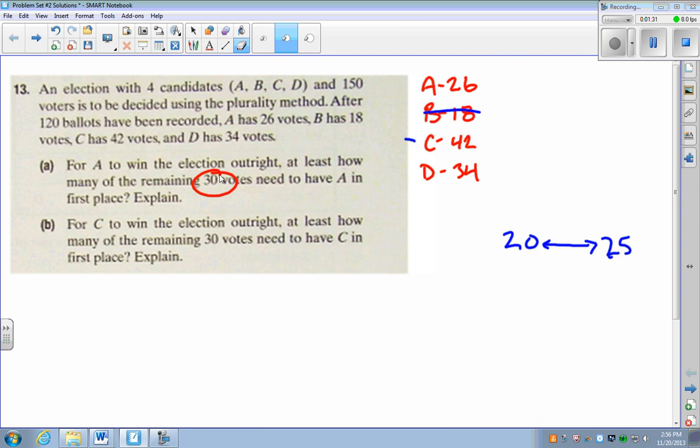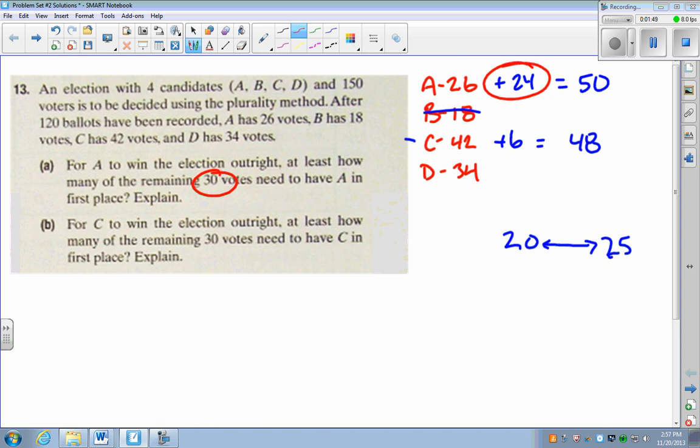25 is too much, so let's try 24. That would put them at 50. Give the remaining 6 to person C, they'd be at 48. If you did 23 and 7, they'd tie. So we can say with confidence they need 24 votes, because that would be 50 to 48.